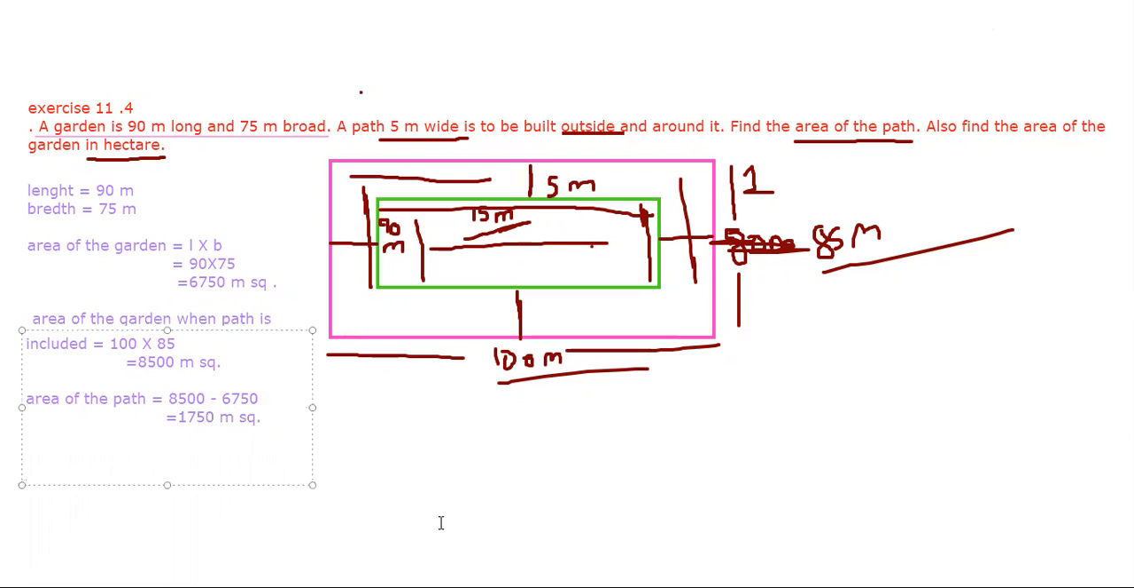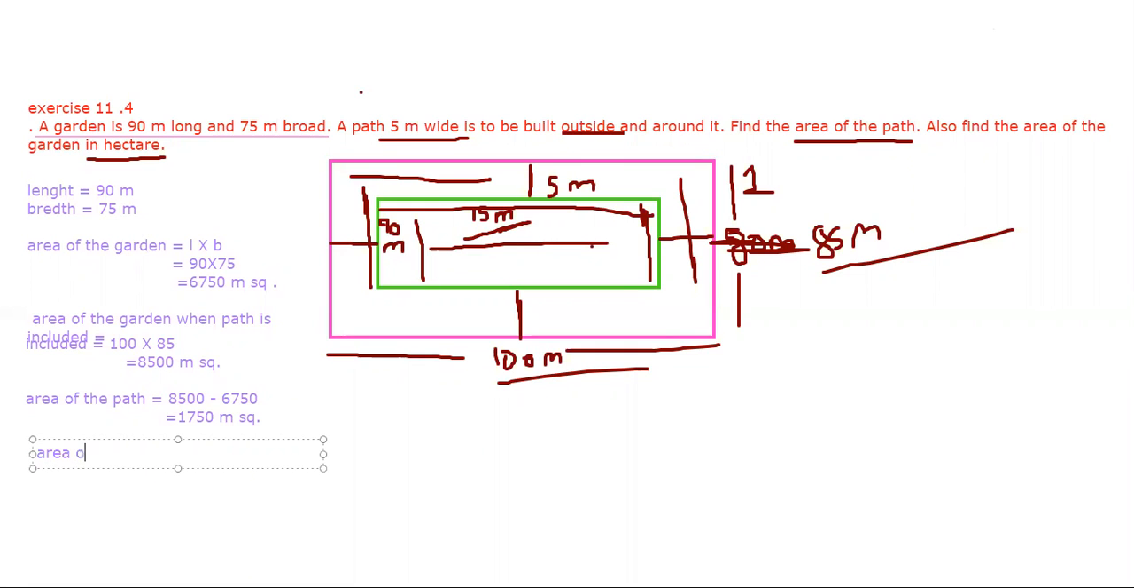But the question does not end here. Because you know why? Because it is said to find the area of the garden in hectare. This is the area of the path. They did not say to find the area of the garden when the path is included. This is said find the area of the garden, which is this, the green region.